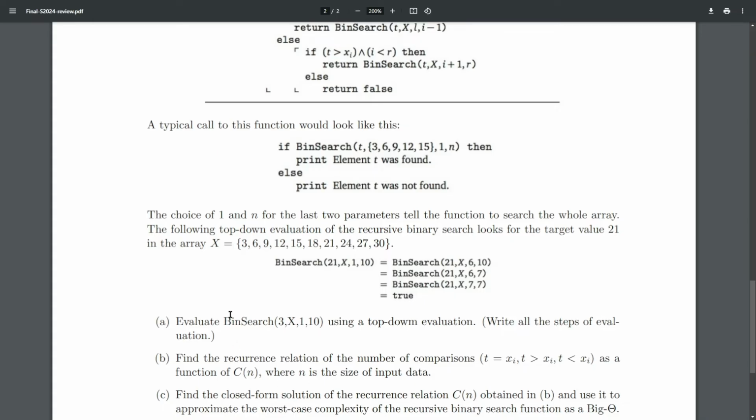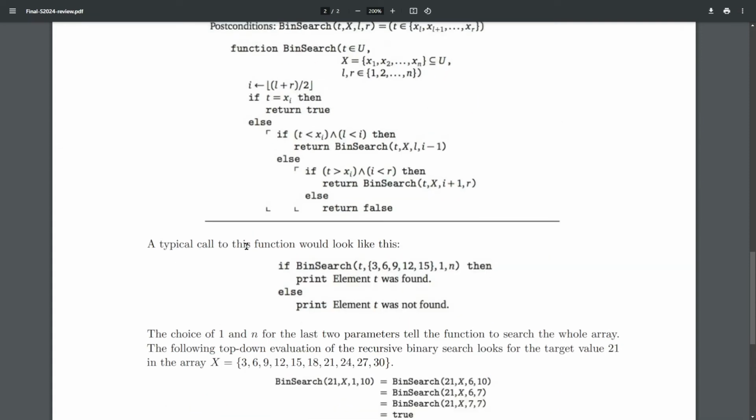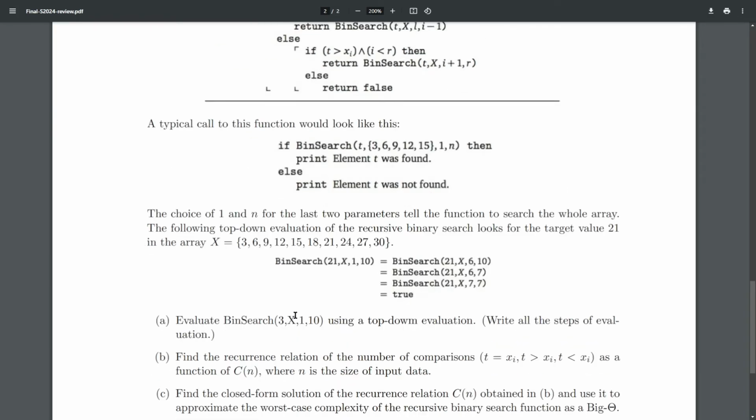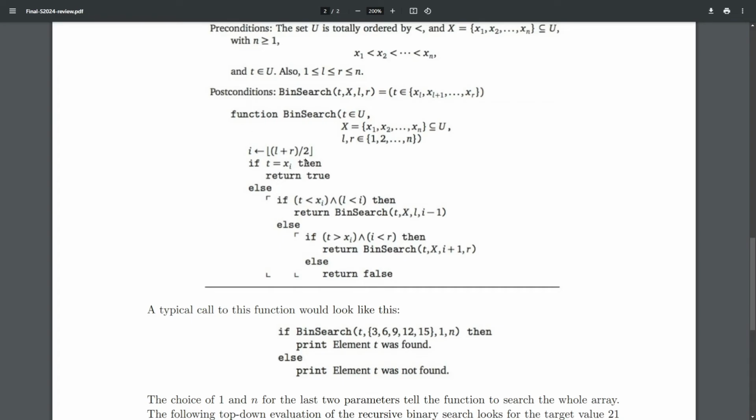So the base case of this is if the array is of size 1, and in such a case you can make one comparison in case your search key is equal to that number. So if you're searching, let's say, for 3 in x with left and right equal to 1, you're going to make only a single comparison.